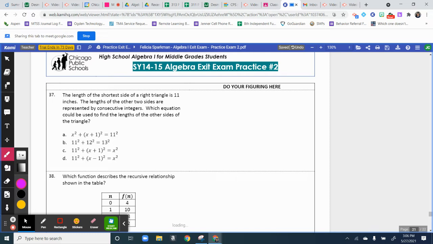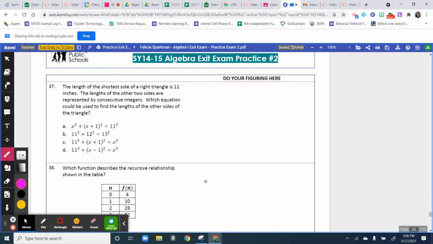The length of the shortest side of a right triangle is 11 inches. The lengths of the other two sides are represented by consecutive integers. Which equation can be used to find the lengths of the other sides of the triangle? So I would draw a triangle. So 11 is here. The other ones are consecutive integers. So if this is x, then this is x plus 1. Pythagorean theorem, oh, they want it the other way. Sorry, they want x minus 1. So they want this to be x and this to be x minus 1.